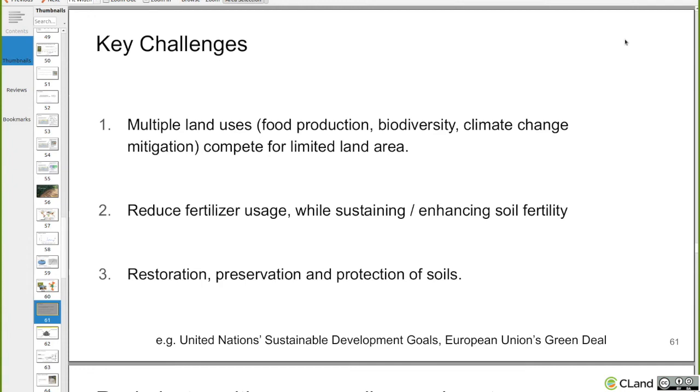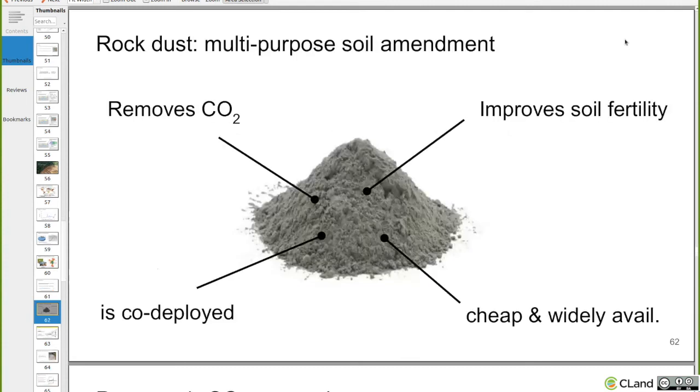We need to reduce fertilizer usage in areas where it's applied too much, but we also need to increase the availability in countries where it's too little, in particular to raise the wealth of the farmers there. And we need to restore, preserve, and protect our soils because most of our food comes from soil. So if we lose them, we will not be able to use them anymore to cook food. And one solution which could address all these different challenges are soil amendments, in particular ones which have a multi-purpose.